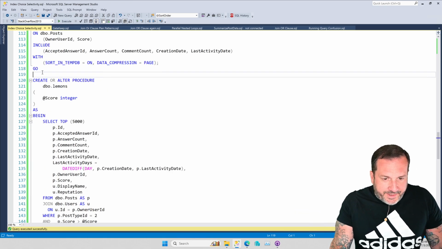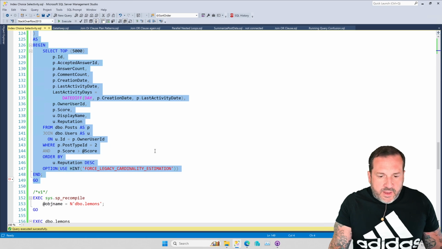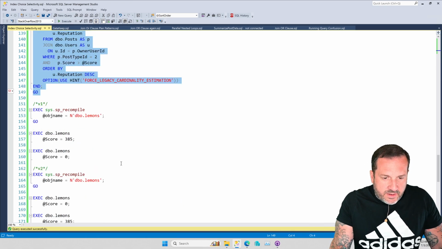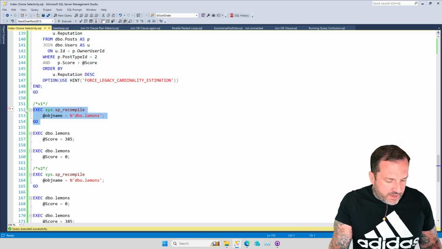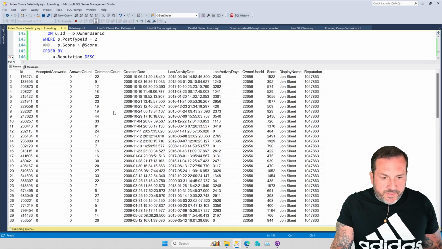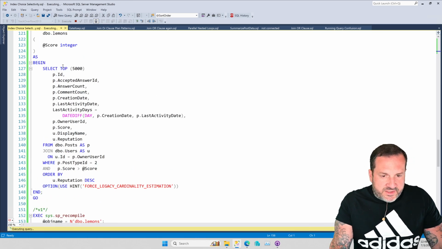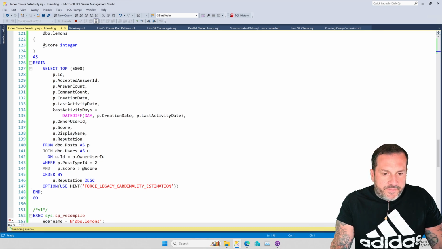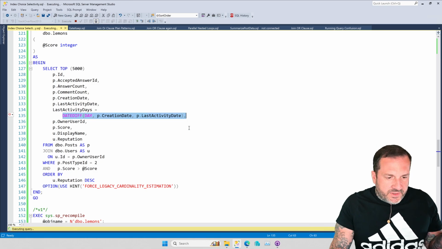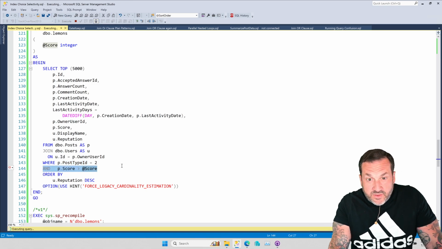So we have this stored procedure here, and it only takes one single parameter, on a column called score. What we're going to do is look at two different executions of this thing. We have one where we use a very selective score and one where we use a very non-selective score. The procedure itself isn't doing anything all that interesting on its own. We are selecting the top 5,000 ordered by reputation descending from posts joined to users, and we've got some columns in there. This calculation isn't really doing much of anything weird or interesting or even particularly useful, but we're looking for post types of 2, and we're just filtering on score out here.